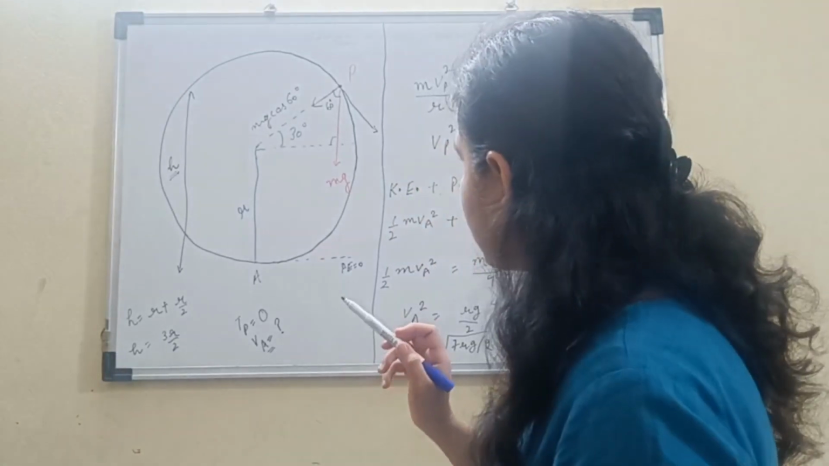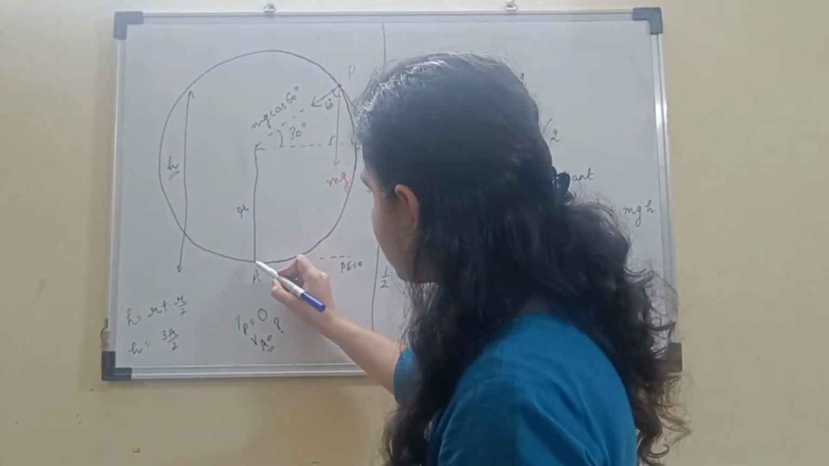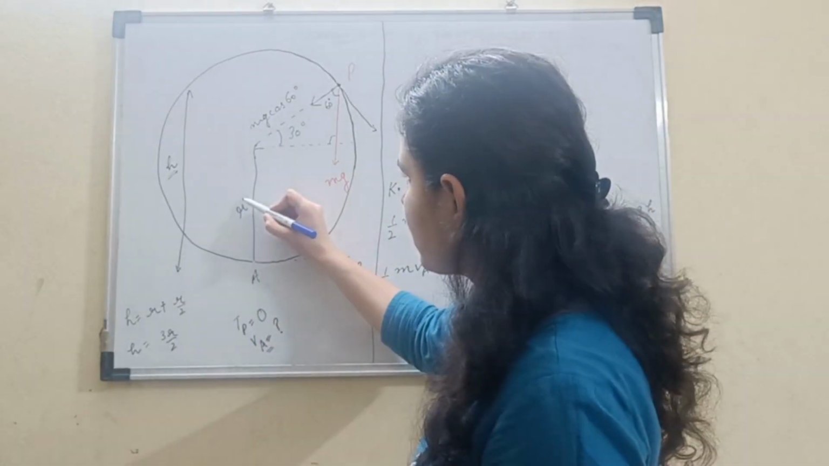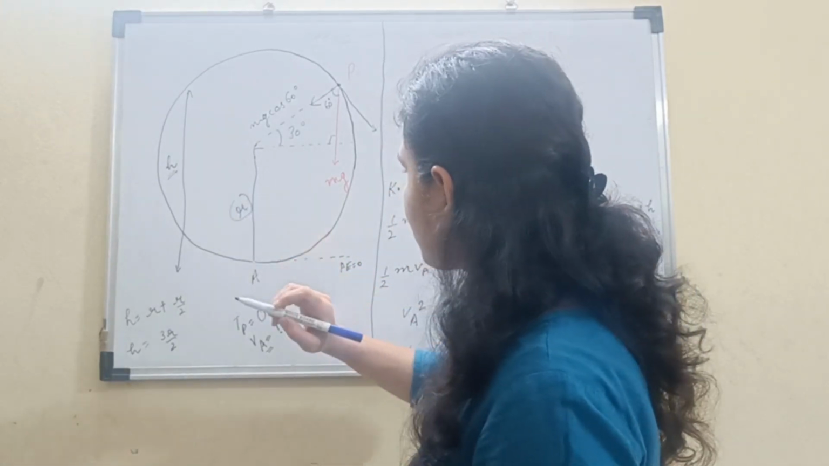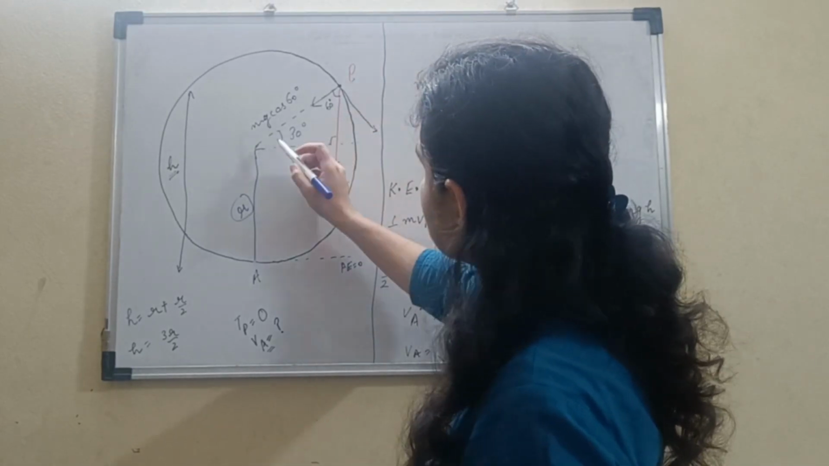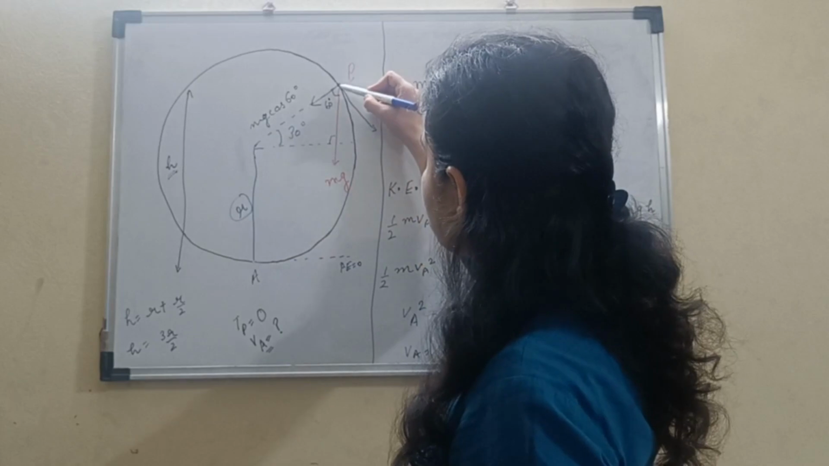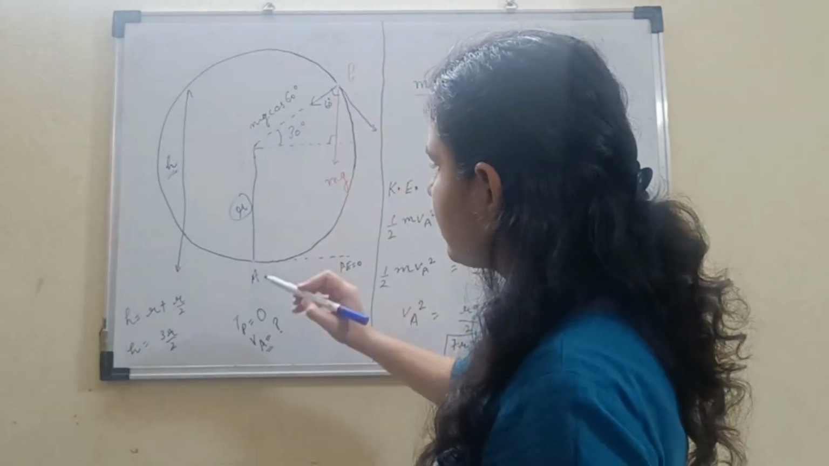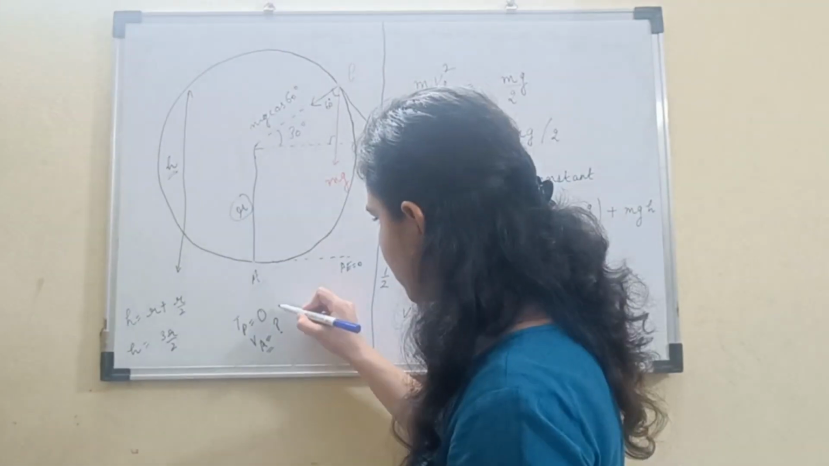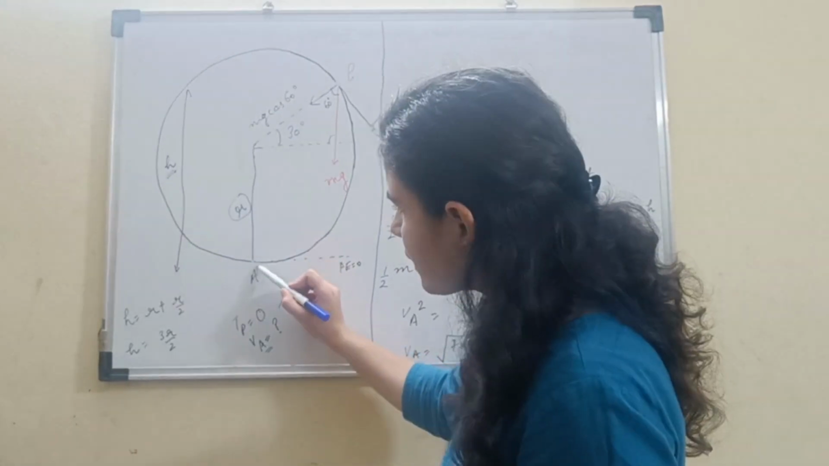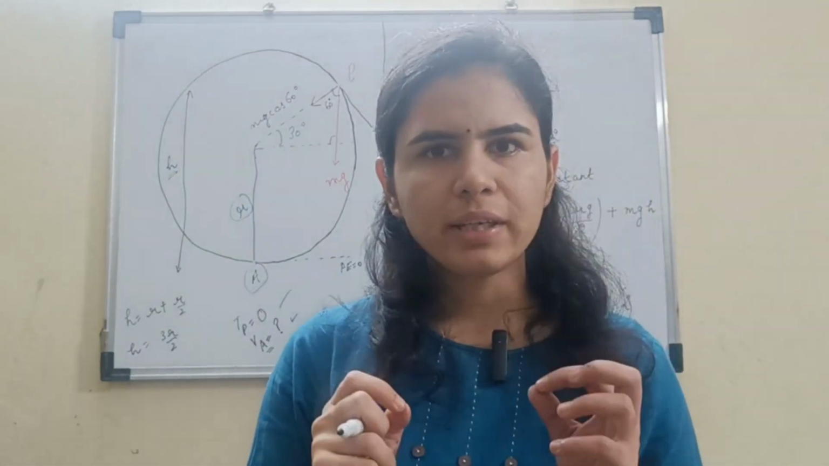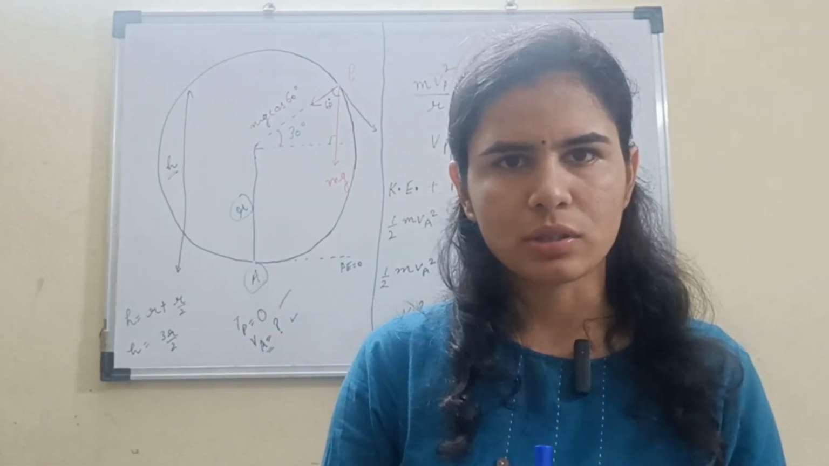Here we are given that this mass M is attached to a string, and the length of the string is given as R. We are asked: if at this angle of 30 degrees the tension at this point is 0, then what is the velocity at this point A? We are given the tension at point P is 0 and we are asked about the velocity at point A. How can we find this out? We can find this out by balancing the forces.